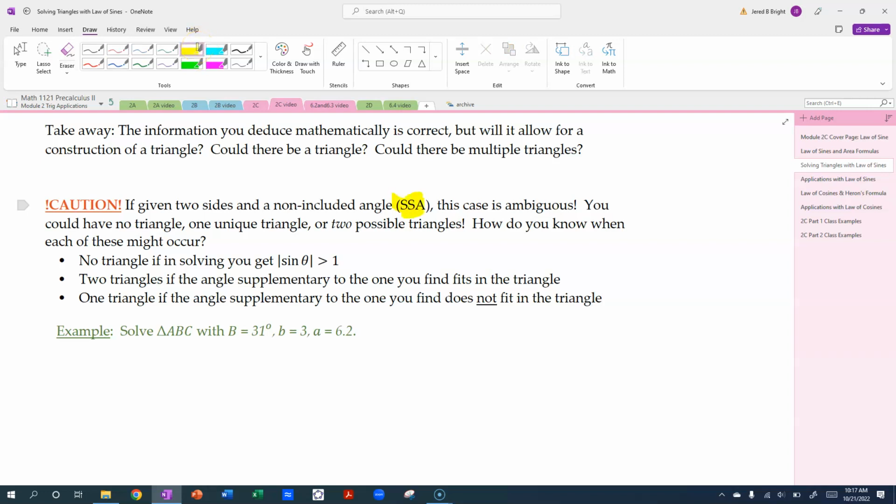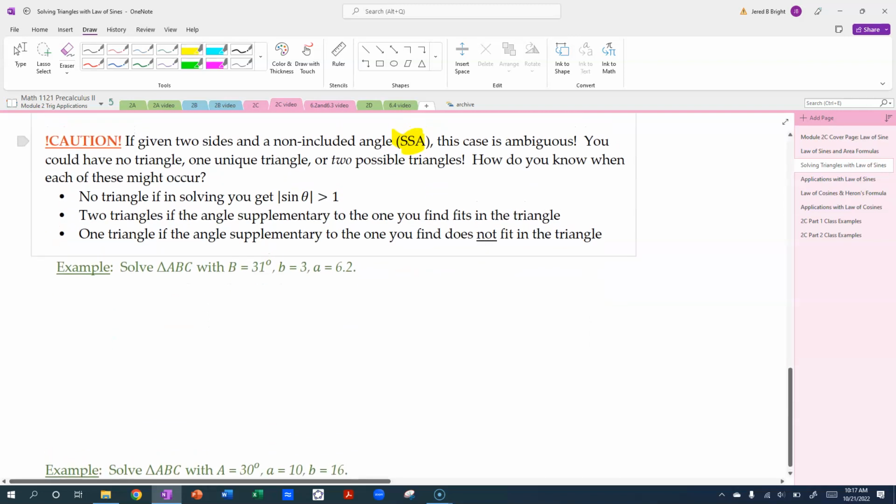And the only note about this is that this is actually an ambiguous case. You could have one triangle, two triangles, or no triangles. So none, one, or two. And here's kind of a general guideline that you can use to help you figure out when you might have each case. So if you're solving and you get sine of theta, or sine of your angle, is bigger than 1, that's outside the range of sine, so that's not possible to have.